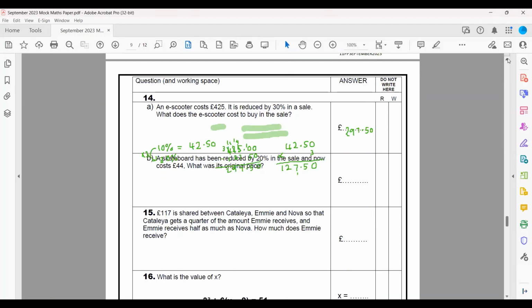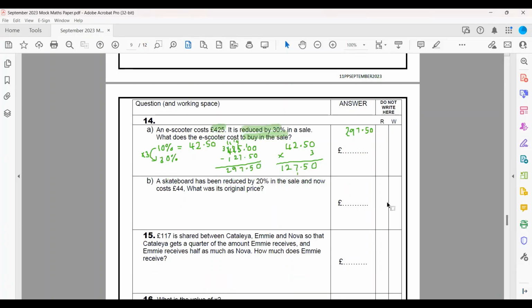Move it up. Okay, so looking down at part B. In part B, a skateboard has been reduced by 20% in the sale and now costs £44. We need to find the original price. So, if I teach you for this, we always remember that the original price is equal to 100%.